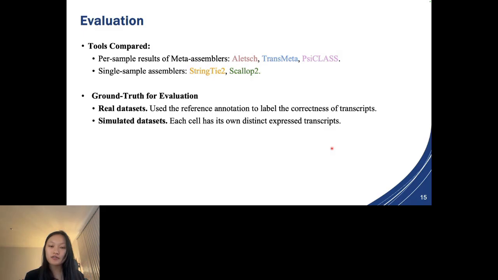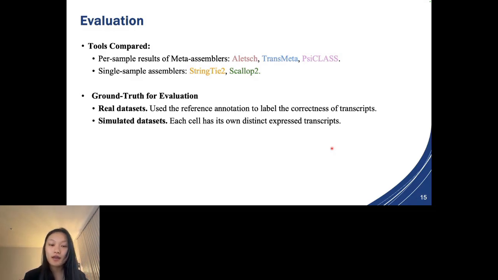Our ground truth for evaluation was defined as follows. For real datasets, we used the trusted reference gene annotation to label our predicted transcripts as correct or not. For simulated datasets, we have the perfect ground truth since we know precisely which transcripts were generated for each cell.